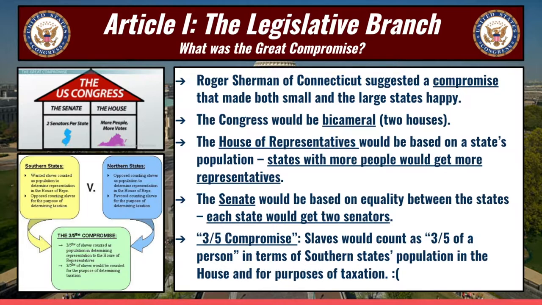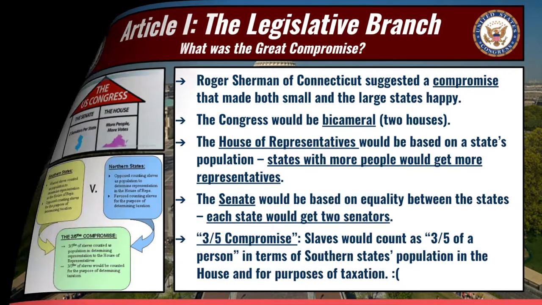So it is what it is, and this was the case until 1865 when the Civil War ended and the Constitution was revised to get rid of some of these racist things that were in the Constitution. So that sad face is there for a reason. On the upcoming slides, I am going to show you in detail how the House and how the Senate operate. But for now, we're going to leave it here.